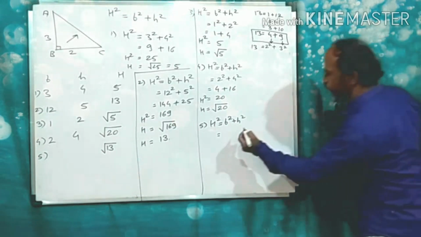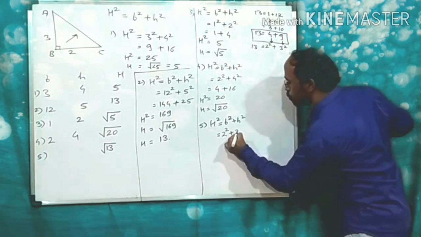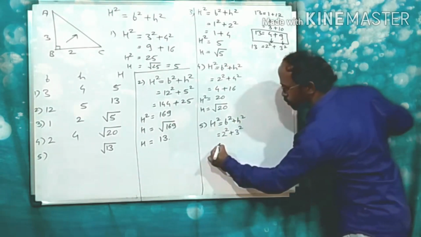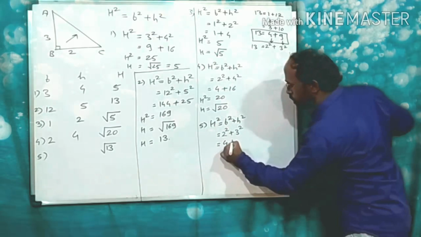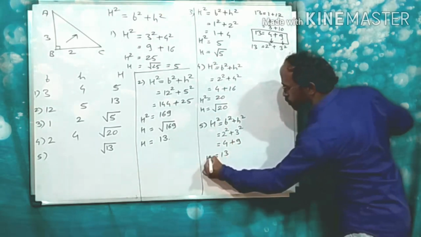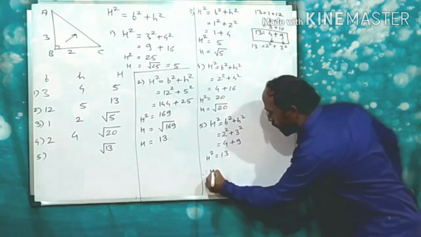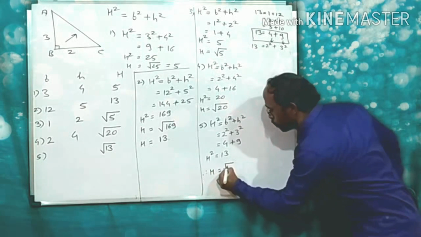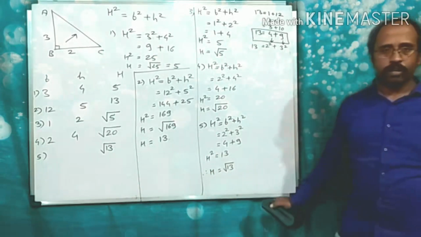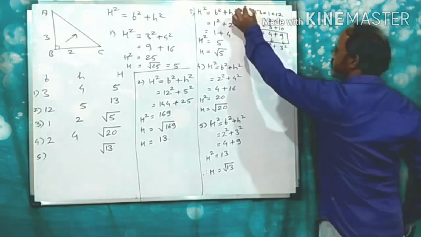So here we are doing addition of square of 2 plus square of 3. So it is equal to 4 plus 9, which is equal to 13. Hypotenuse square is equal to 13. Therefore, hypotenuse is equal to root 13. Got it, students? Let us see the final example.